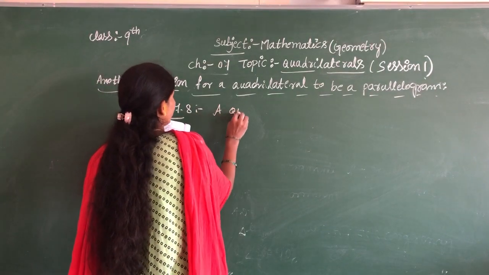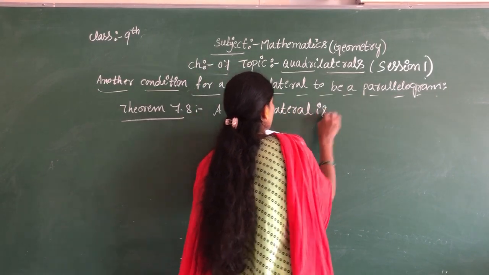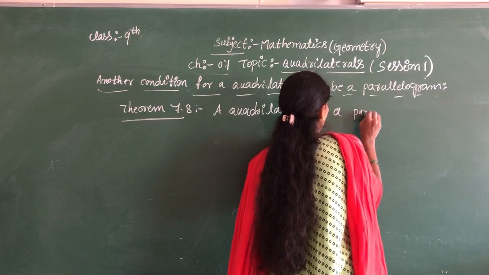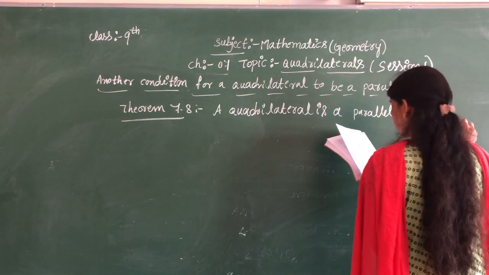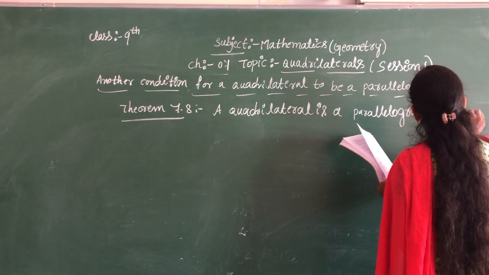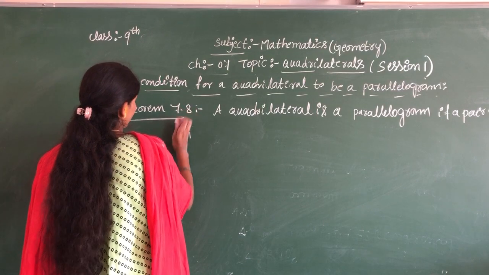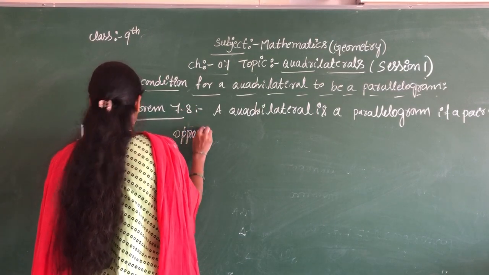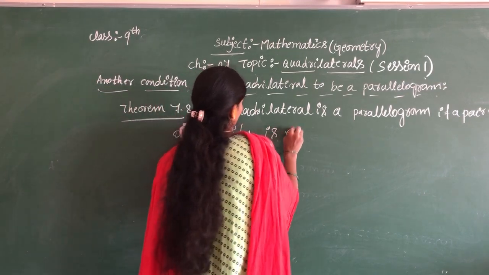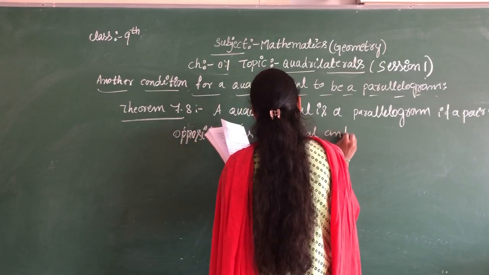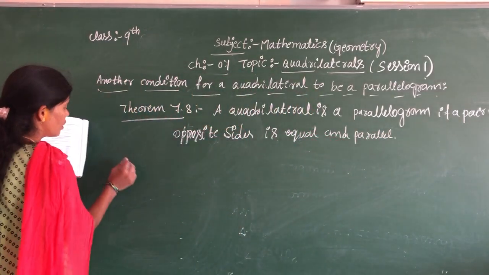A quadrilateral is a parallelogram if a pair of opposite sides is equal and parallel. You see children, draw one parallelogram.